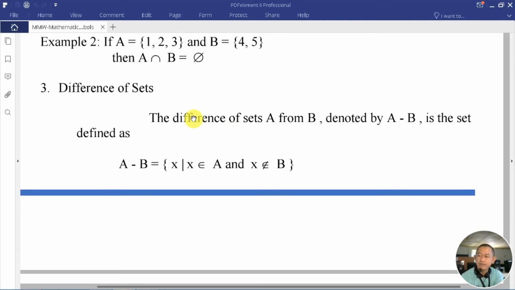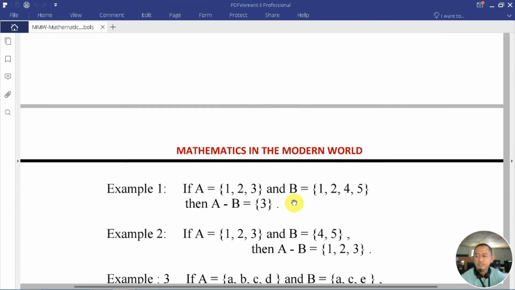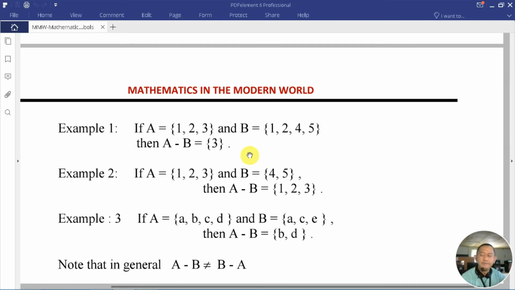The next one is the difference of sets, which is like basic math subtraction. The difference of sets A and B is denoted by A minus B, or A difference B. It is the set of elements X such that X is an element of A and X is not an element of B. For example, set A is equal to 1, 2, 3 and B is equal to the elements 1, 2, 4, 5.